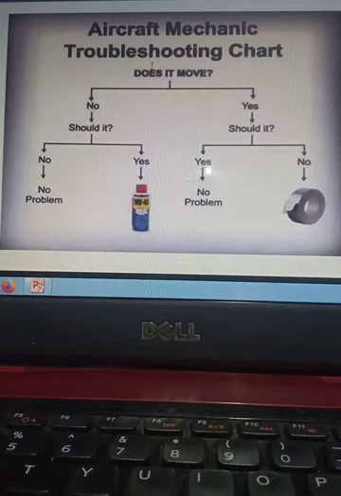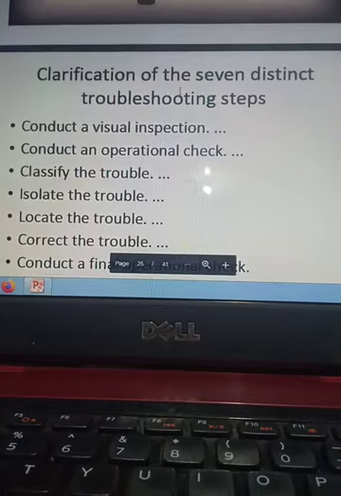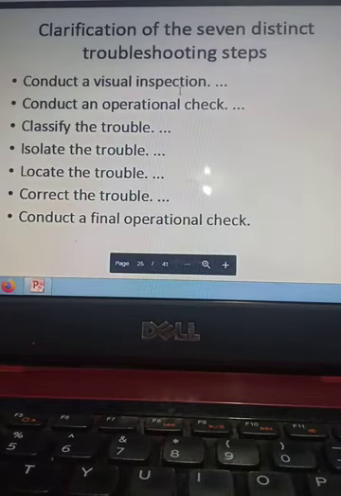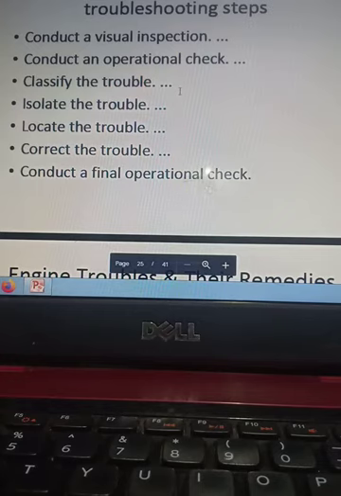On the right side, if yes, you can see a packaging tape. On the right side, maybe it needs a packaging tape in order for the system to work. So this is only an example for a logic reasoning on how we are going to troubleshoot an aircraft. Okay, we have 7 distinct troubleshooting steps.